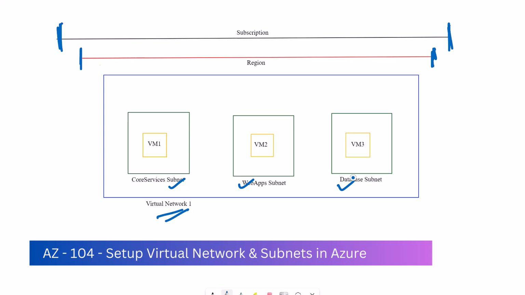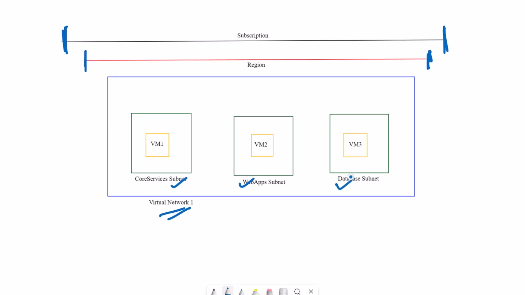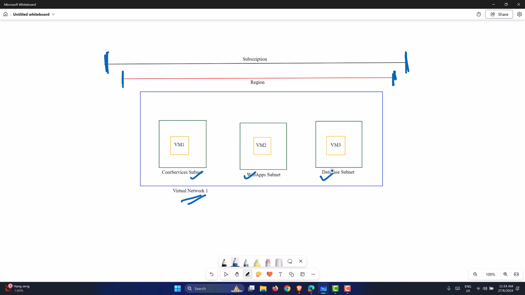So you could have peering between the virtual networks, regional peering, or you could have global peering if they are within different regions. So let's try and create a virtual network, and along with that, let's create three subnets, all bound within a region and within a subscription. Once we flip to the portal, these things might make more sense to you. So let's go into the portal.